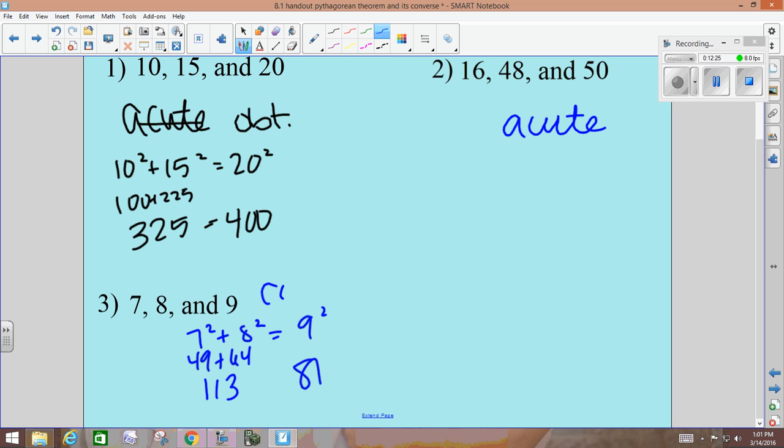Okay, so don't pay attention to the signs that I wrote above because they're backwards from when you put it in this way. So if your c squared is smaller, it's acute. If it's bigger, it's obtuse. Comprende? Bueno. All right, last one.